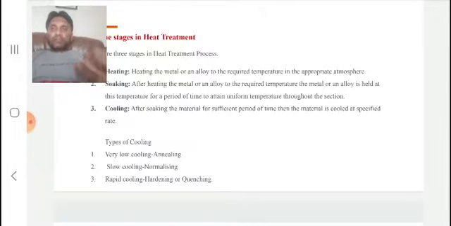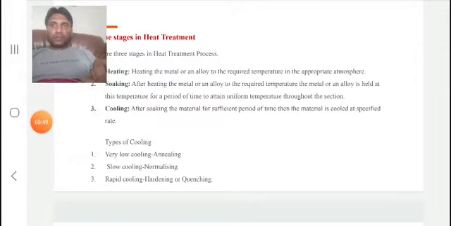But rapid cooling is nothing but quenching: quenching the component after heating to the required temperature and soaking, directly into a predetermined temperature oil or into water, is called quenching. So all this we'll be discussing in the upcoming video sessions.